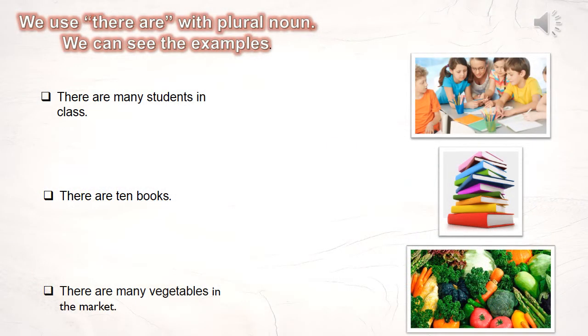Let's continue. We use there are with plural noun. And we can see the example. We have on the right a picture where there are many students. And we say, there are many students in the class. In the picture number 2, we had 10 books. And we say there are 10 books. In the number 3, we had many vegetables. And we say there are many vegetables in the market.